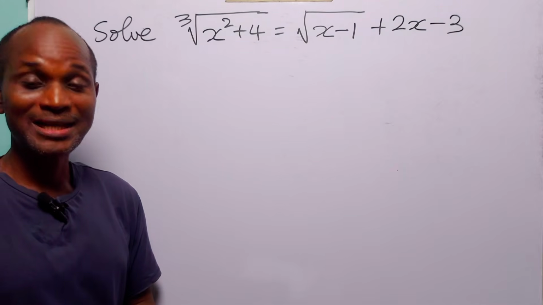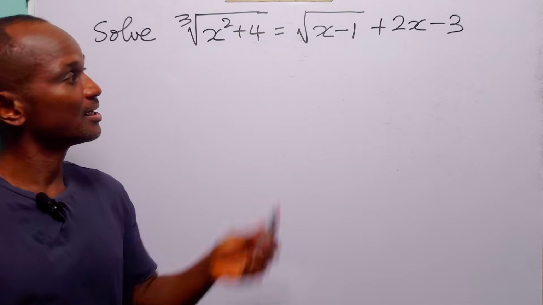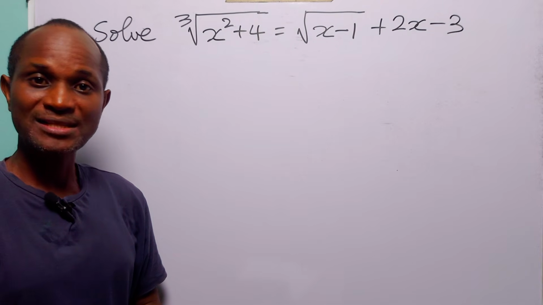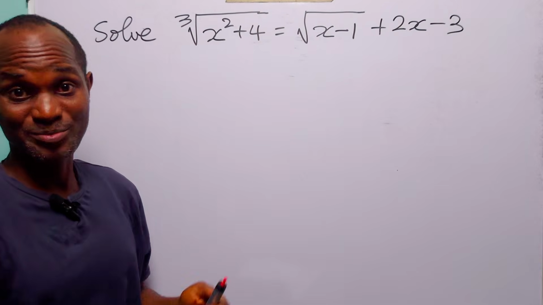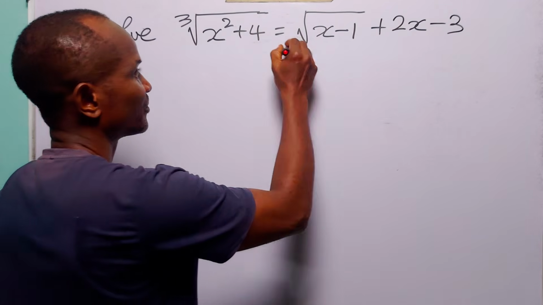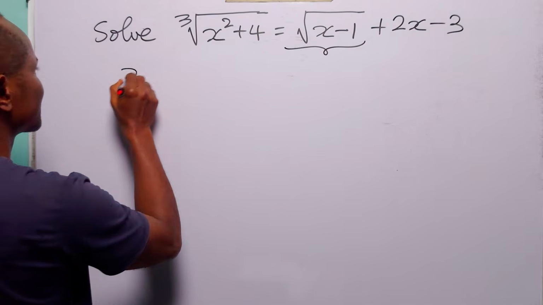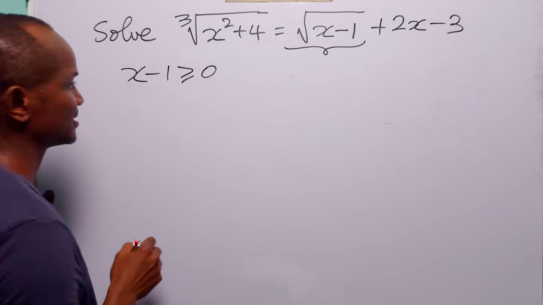Hello and welcome. In this math tutorial, our task is to find the real values of x that satisfy this radical equation. Now, before we start solving this problem, let us remember that for this radical equation to be defined, this square root must be non-negative. So we have that x minus 1 must be greater than or equal to 0.